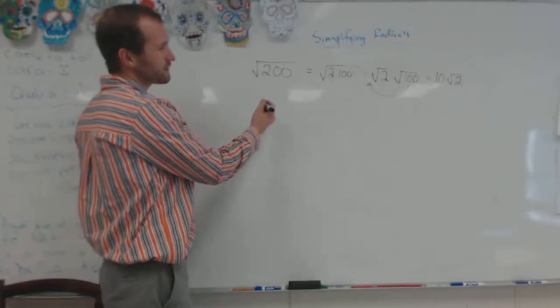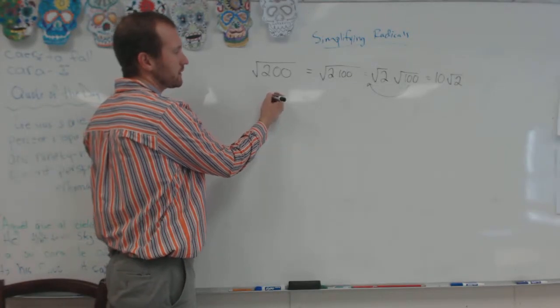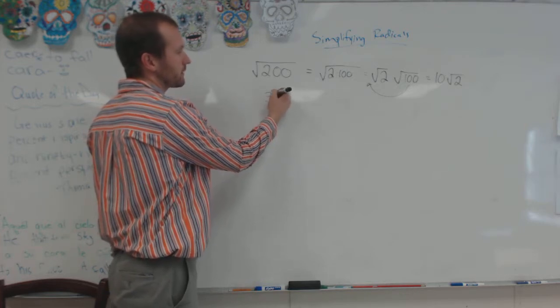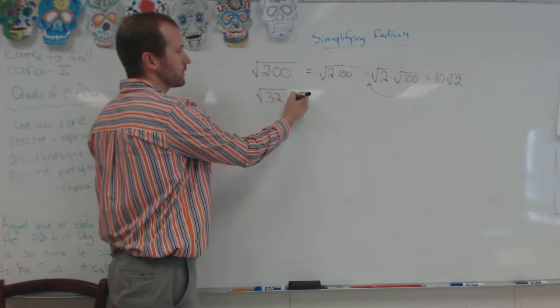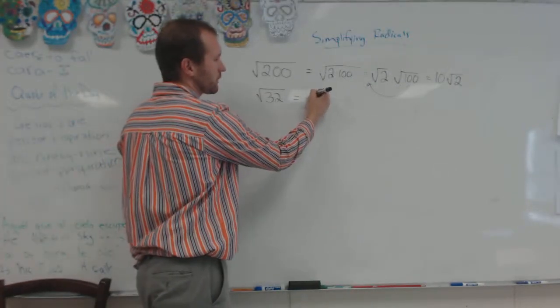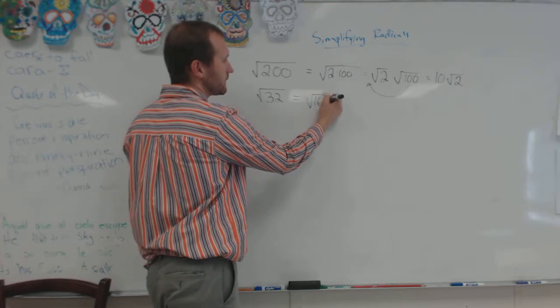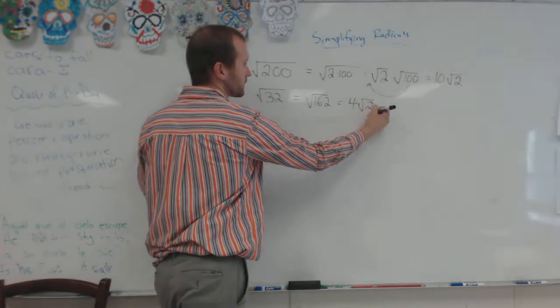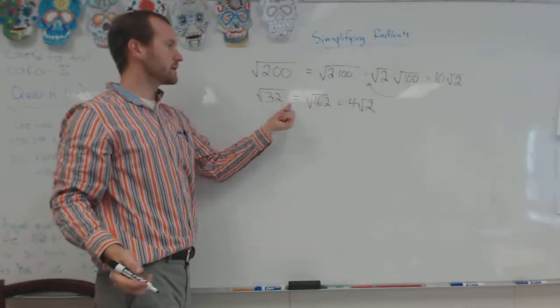So these are fairly straightforward. You're just looking for numbers that are perfect squares. So if I had like 32 in my square root, I would look for maybe the square root of 16 times 2, which would be 4 square roots of 2. Because I see 16 isn't here.